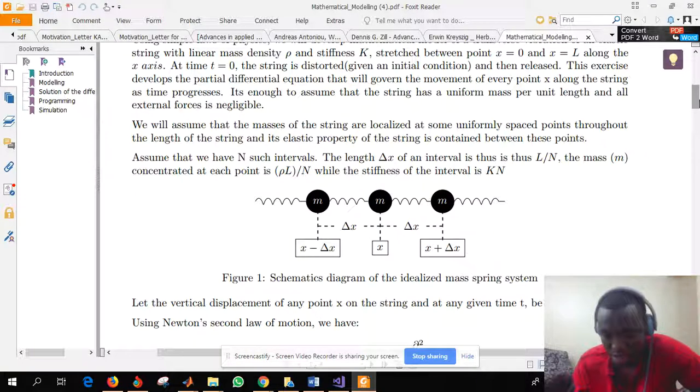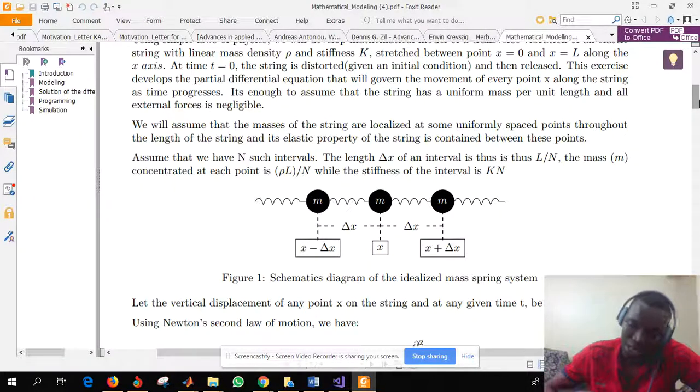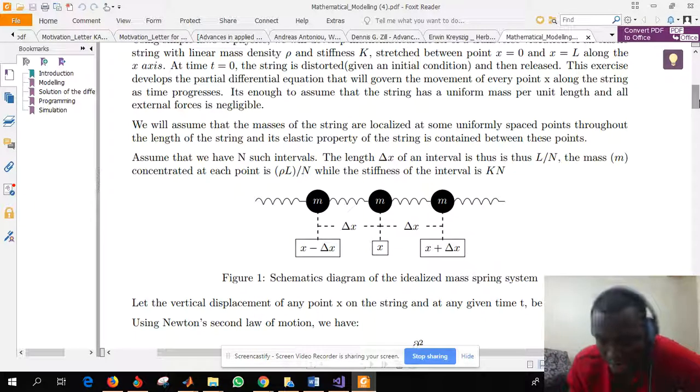I am using some simplifying assumptions here, but majorly I just assume that we have a very elastic string with uniform mass distribution, I mean uniform linear density, that is the mass per unit length. To make things easy for this derivation, we can assume that masses are concentrated at specific points, equally spaced along the string. Then the elastic behavior is located in between these points where the masses are concentrated.